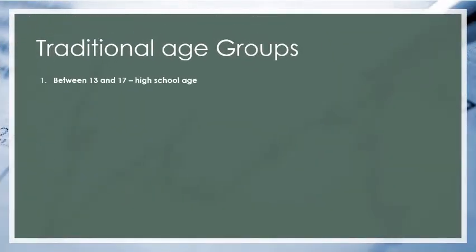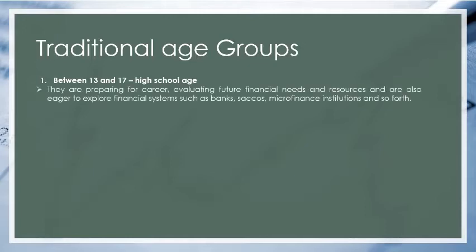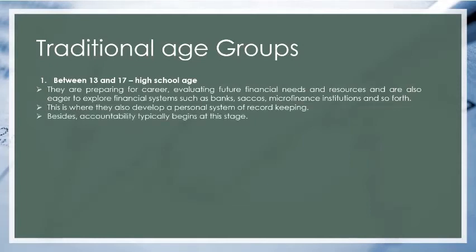Traditional age groups. 1. Between 13 and 17, high school age. They are preparing for a career, evaluating future financial needs and resources, and are also eager to explore financial systems such as banks, SACCOs, microfinance institutions and so forth. This is where they also develop a personal system of record keeping. Besides, accountability typically begins at this stage. For examples, they need to save up a bit from the expenses that their parents give to them.